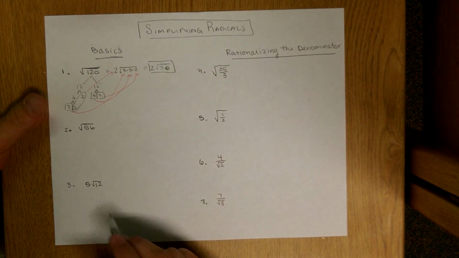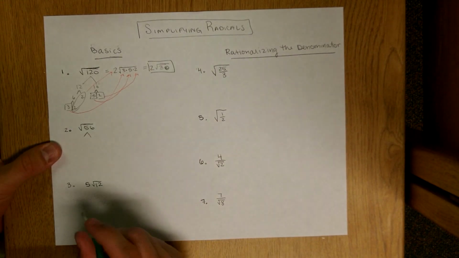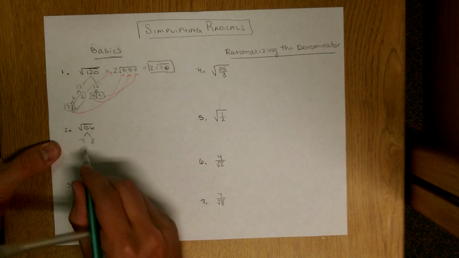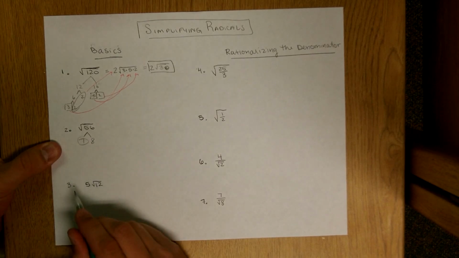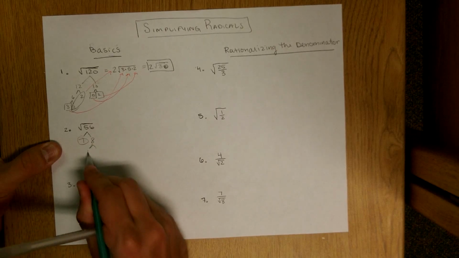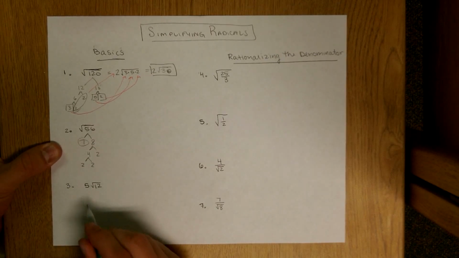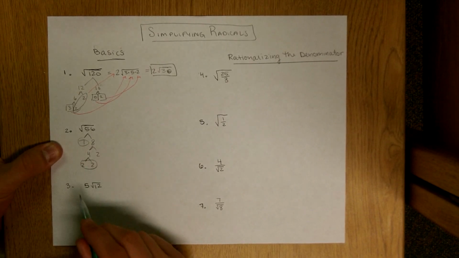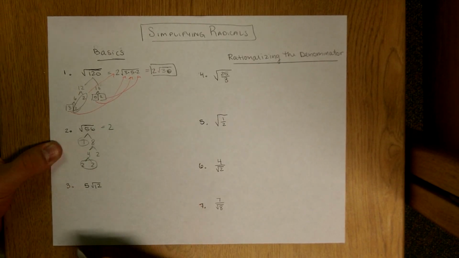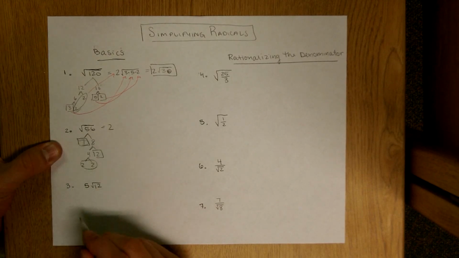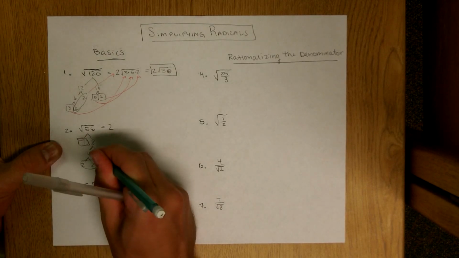Let's try another one. Square root of 56. Break that down into its factors. 7 and 8 works. 7 times 8 is 56. Can't break down 7 any further, so I'm going to circle it. 8 I can break down into 4 and 2. 4 I can break down into 2 and 2. 2 and 2, that's a pair, so I'll circle it and put it out in front. This 2 doesn't have a match, so I'm going to box it just like I boxed my 7.